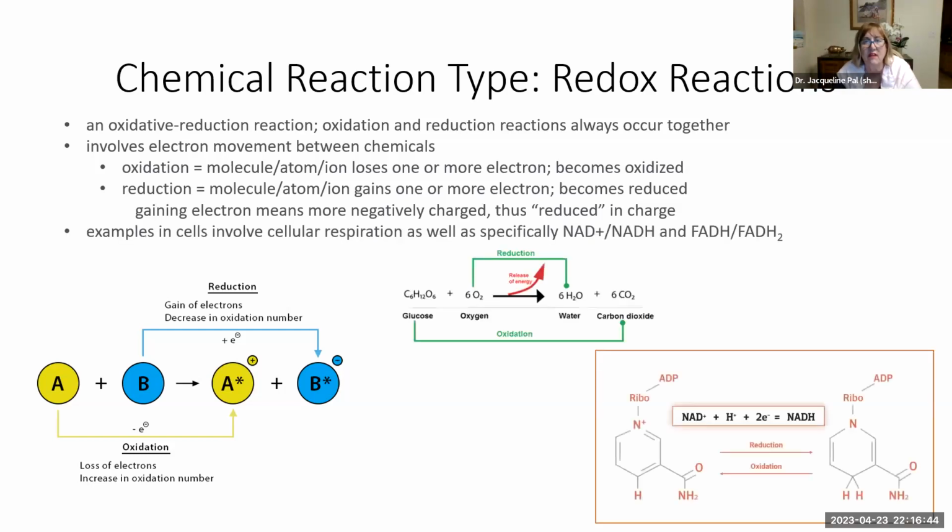And we have lots of examples of these happening in our cell when we're talking about glycolysis, when we're talking about the whole cellular respiration, which we'll go into detail later on. We're going to have oxidative reactions as well as reductive reactions. Also, when we're looking at some of our electron carriers, our NAD picks up electrons, becomes NADH, and we're also going to have FADH, FADH2 in a similar sort of circumstance happening.